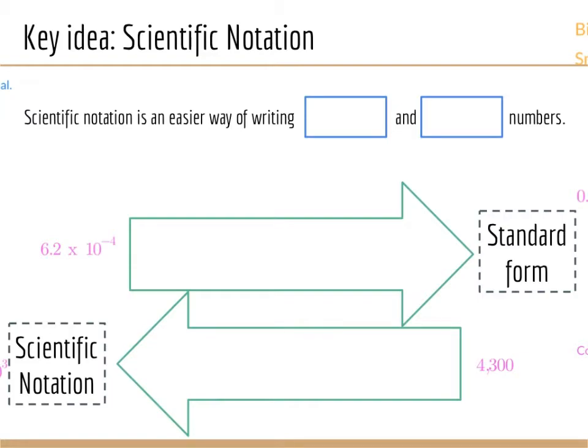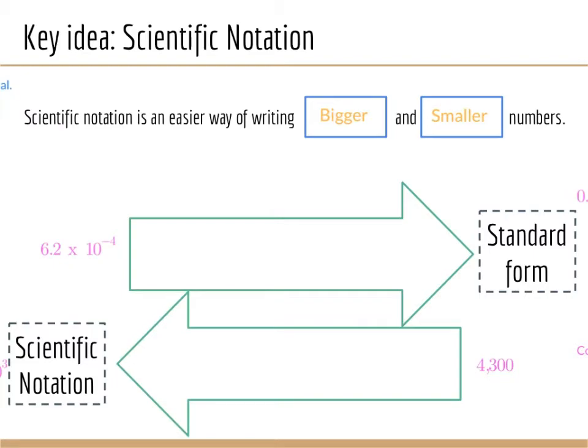Here we are at our second key idea. Our second key idea, we're going to be talking about conversions with scientific notation. So the first thing to understand about scientific notation is an easier way of writing bigger and smaller numbers. So now we're going to be talking about moving one thing from standard form to scientific notation and back the other way. So again, we have a flow chart. It's a little bit simpler than our last flow chart. So we're going to start at the top, and we're going to be taking our scientific notation number there, our 6.2 times 10 to the negative fourth, over to standard form.